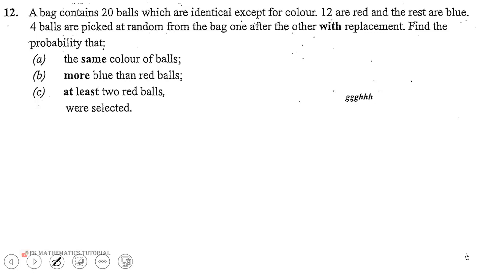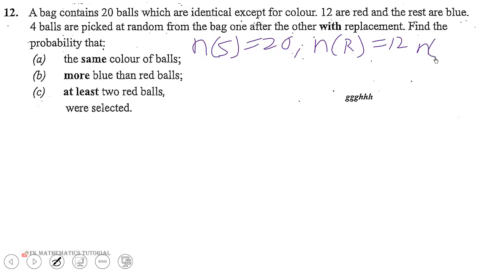A bag contains 20 balls which are identical except for color. 12 are red and the rest are blue. So number of balls, that is the sample space, is 20, and number of red balls are 12. The number of blue balls are 8. Then we pick 4 at random from the bag, one after the other with replacement. Find the probability that the same color of balls are picked or are selected.